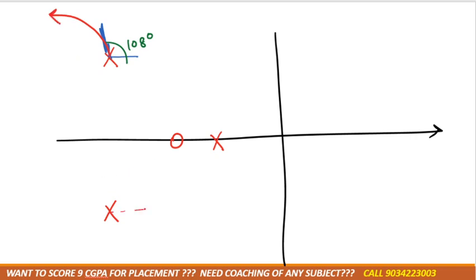Similarly here also 108, and it would be 108. Okay, so as you can see that k is negative, so it would not intersect with the imaginary axis. This is the complete graph. Got it?